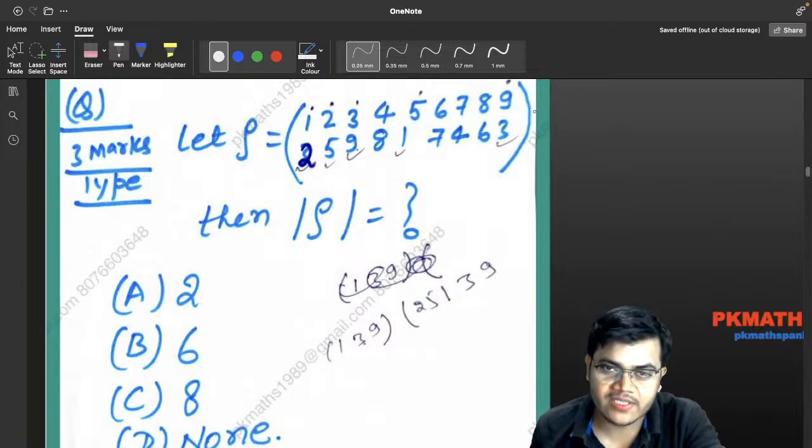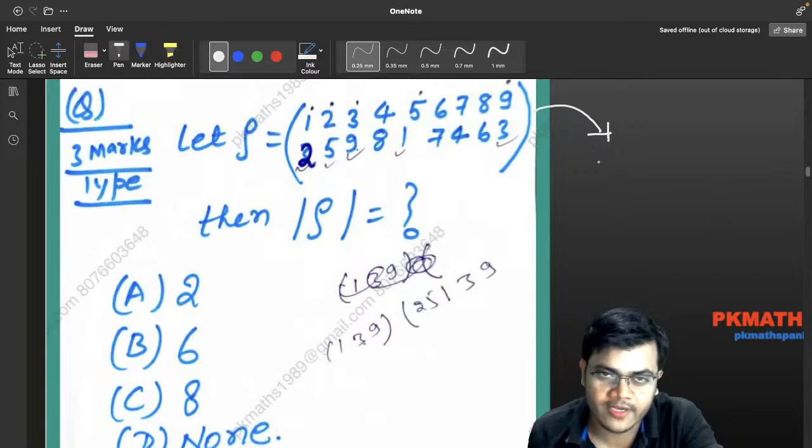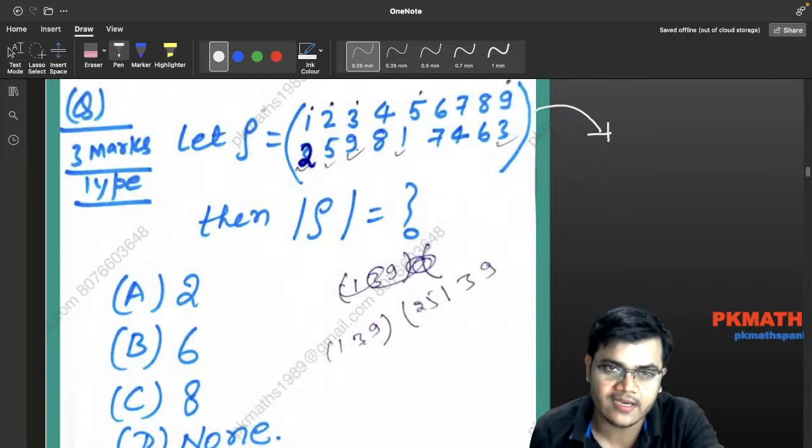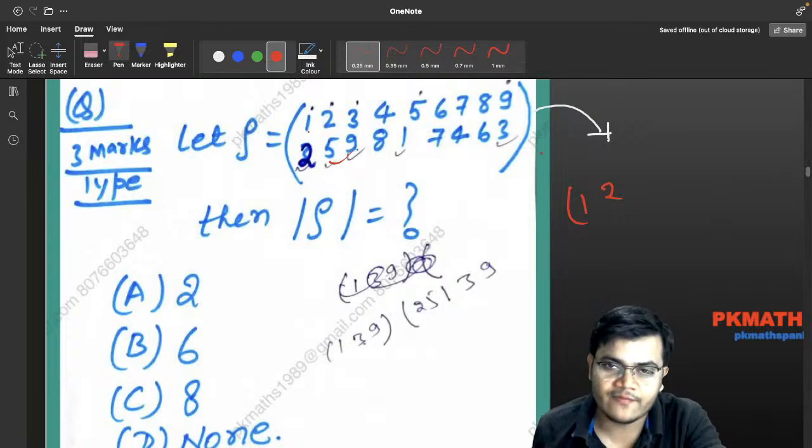First of all, we must write this two-row representation in terms of a cycle. And how shall we do that? You can see 1 is going to 2, 2 is going to 5, and 5 is going to 1. So we must close the things.